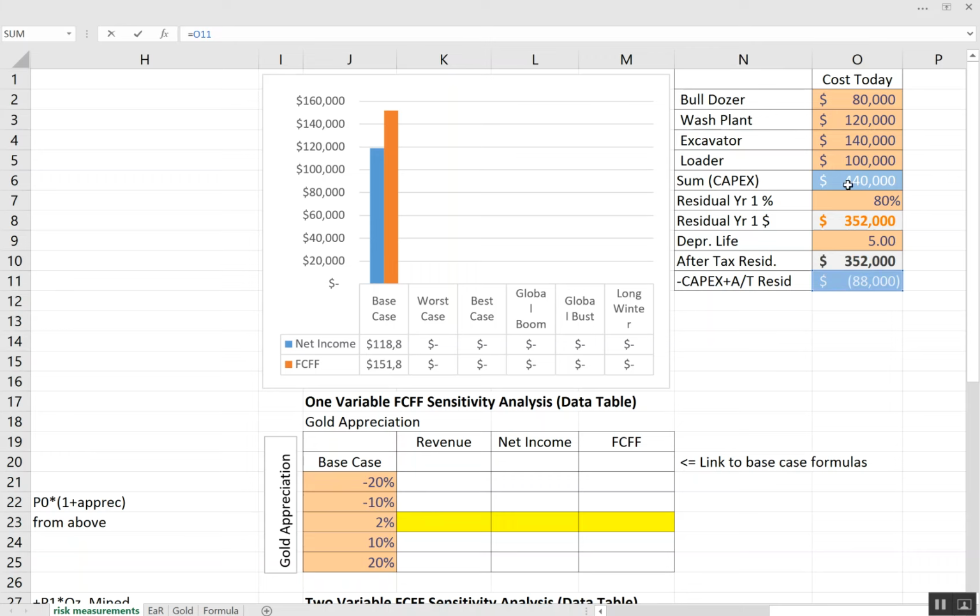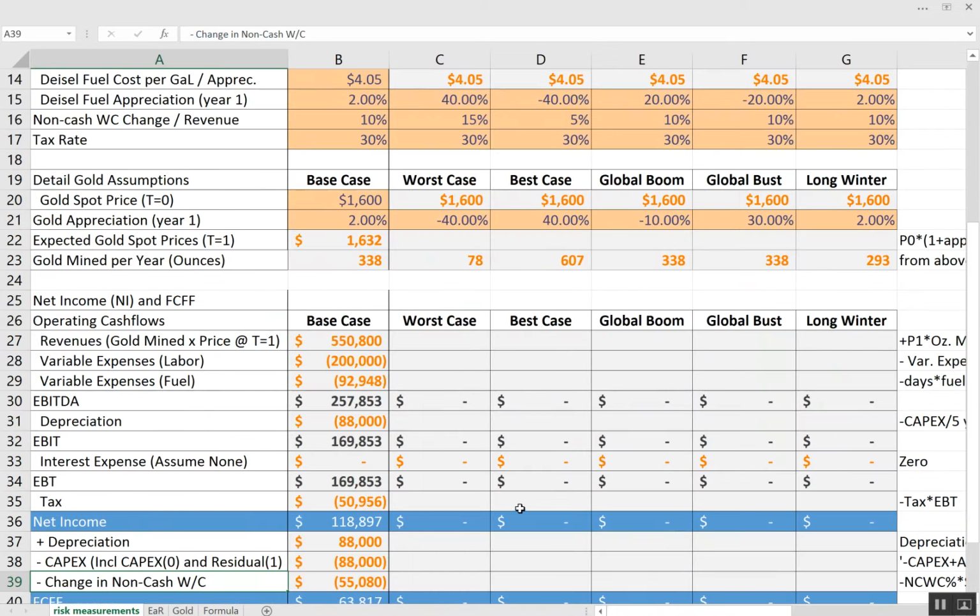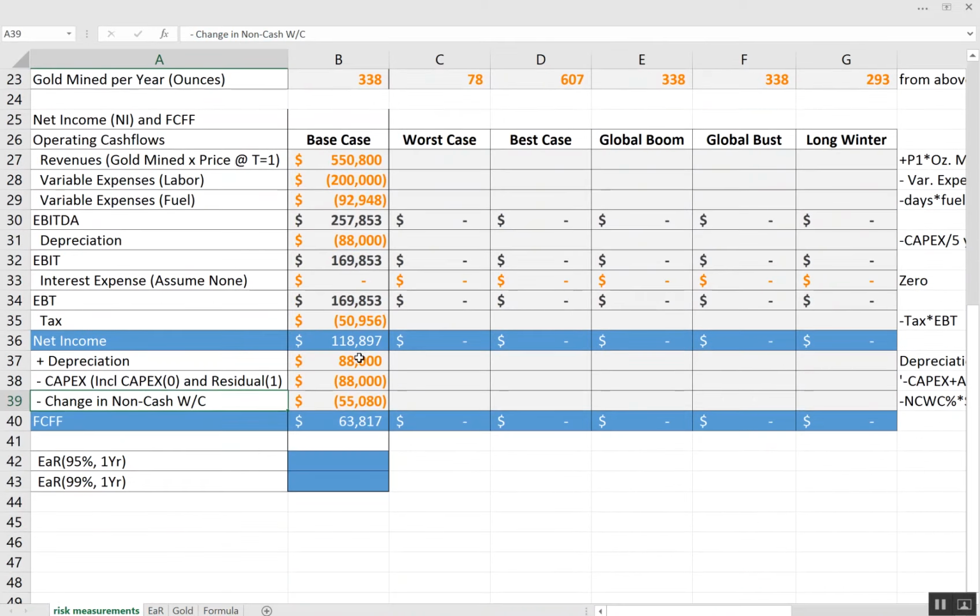I know I spent $440,000 today, and then I'll get back $352,000. That net is negative $88,000. I'm just going to put that down here. And again, it's just for simplicity's sake, that way I just talk about a 1-year model. And I'm going to anchor that.